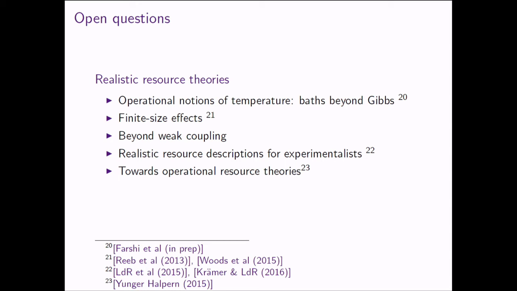The other thing is having some realistic descriptions of resources for experimentalists, because maybe the experimentalist doesn't know that their system is in some quantum state rho described by a density matrix, but they've done some tomography and they know some confidence region around this. Or they know some other parameters, some observable, and I still want to know, how much work can I extract from such a resource that I can only describe in this way?